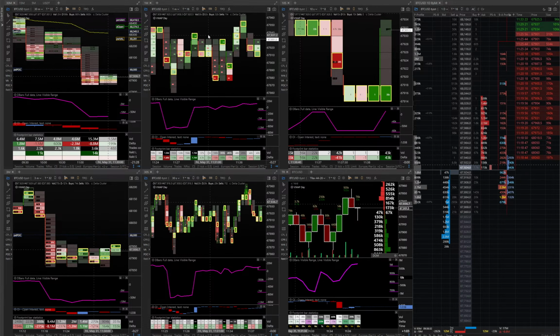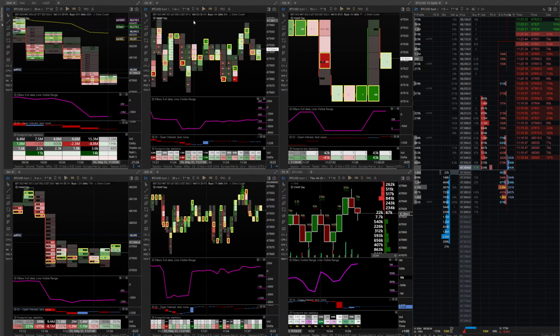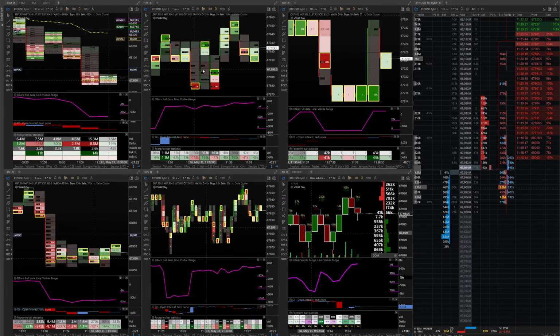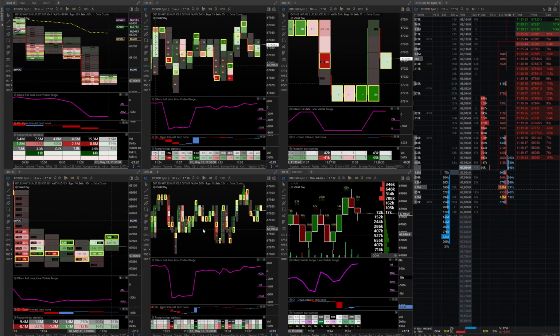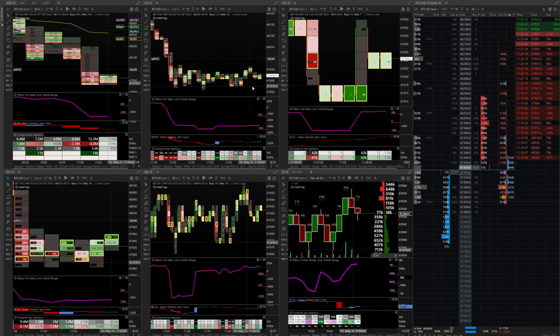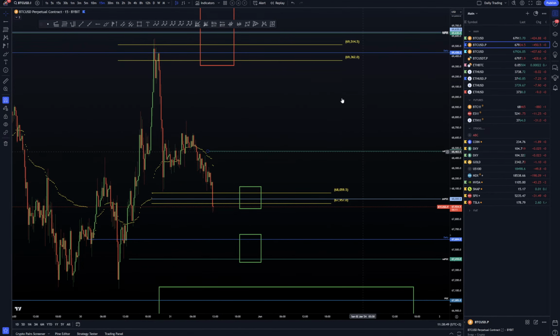So Bitcoin. Well, yeah, we just still need the same plan: wait for this level to be reclaimed, otherwise a new low, and we see what's coming once we take the new low here.